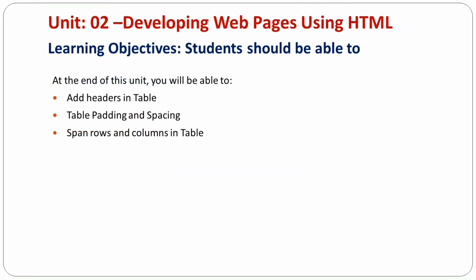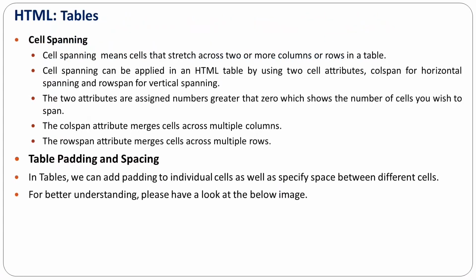In previous sessions, we talked regarding HTML tables, how do we create a table, how do we add content in a table, as well as how do we format various cells and table borders in HTML. In this session, we will talk regarding adding headers in a table, table padding and spacing, and spanning the rows and columns in a table.